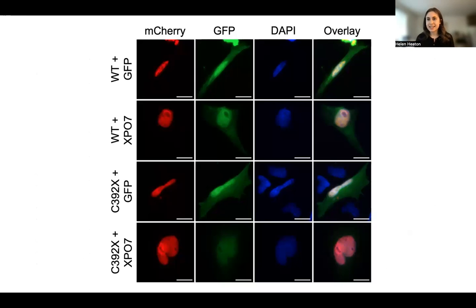So really the final takeaway is that maybe this exportin sequence, this area at the very end of our TR alpha 1 doesn't interact with exportins 5 and 7. And thus, when people have this mutation, the reason that the C392X mutation contributes to resistance to thyroid hormone is not tied to its ability to interact with exportins 5 and 7.